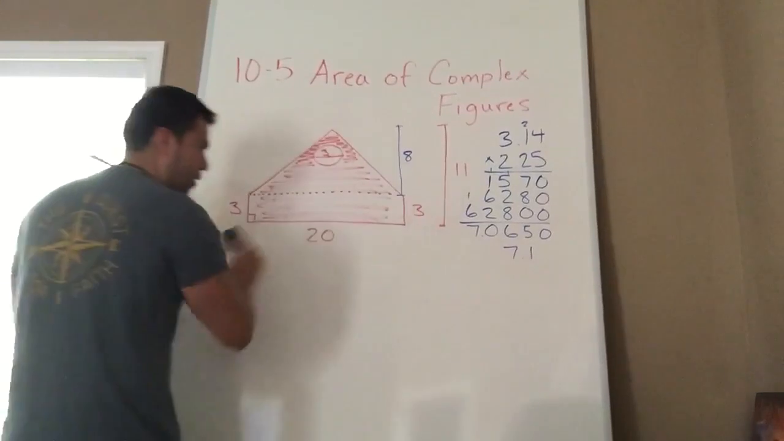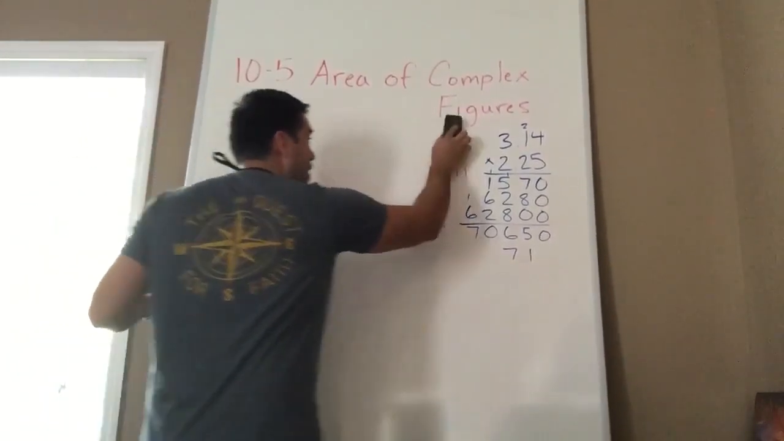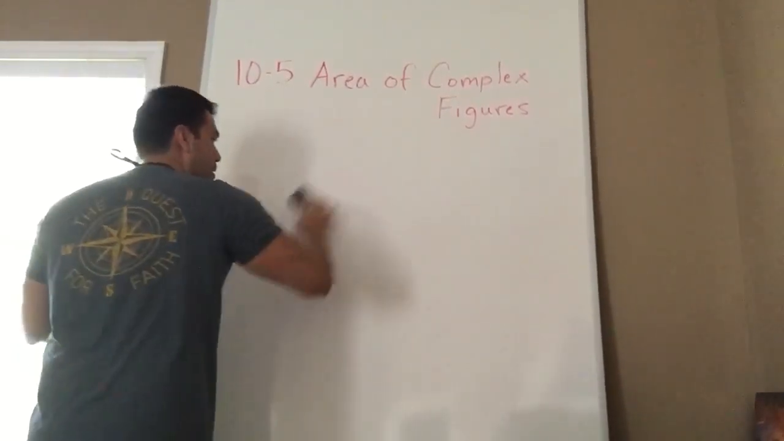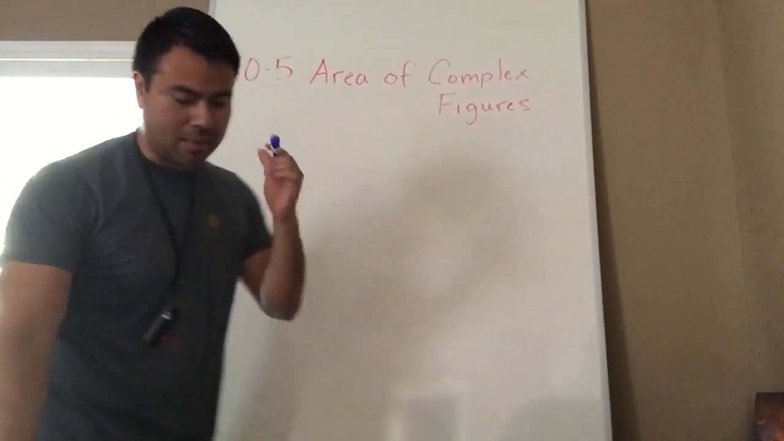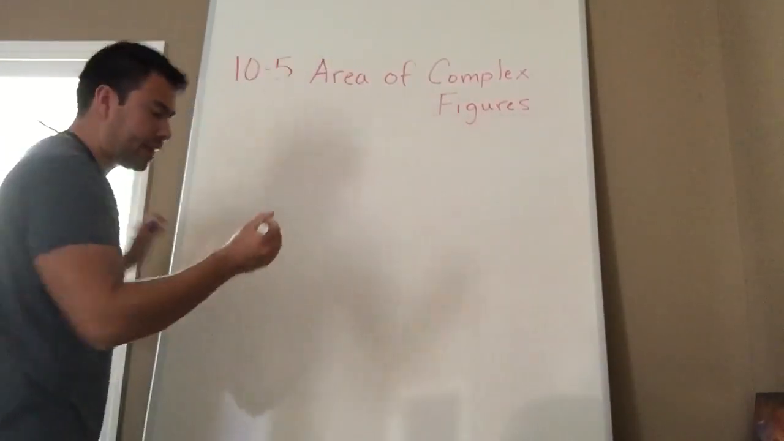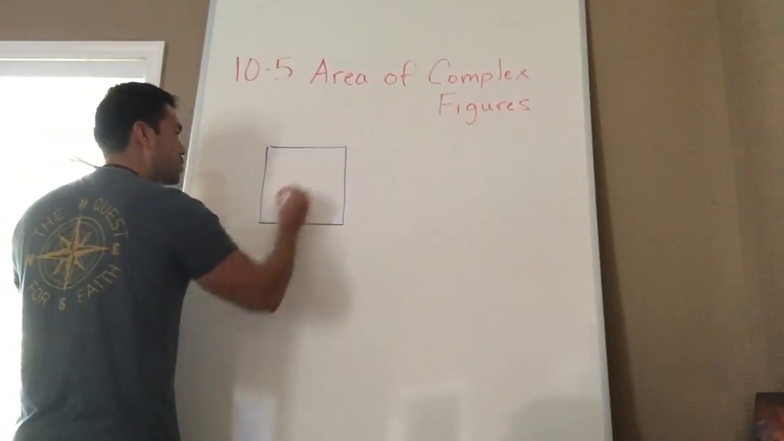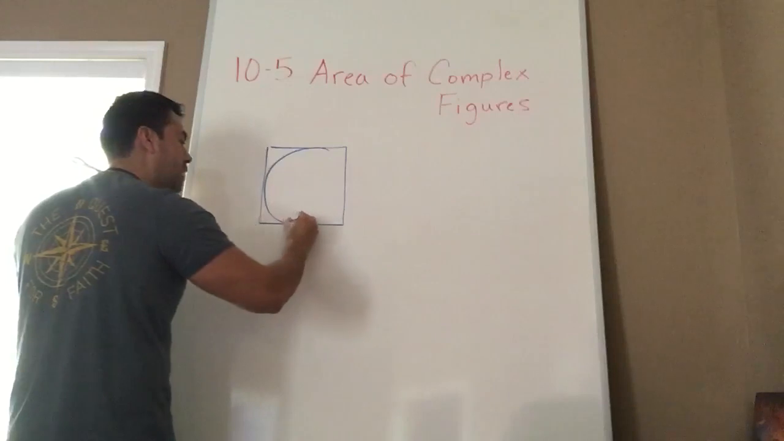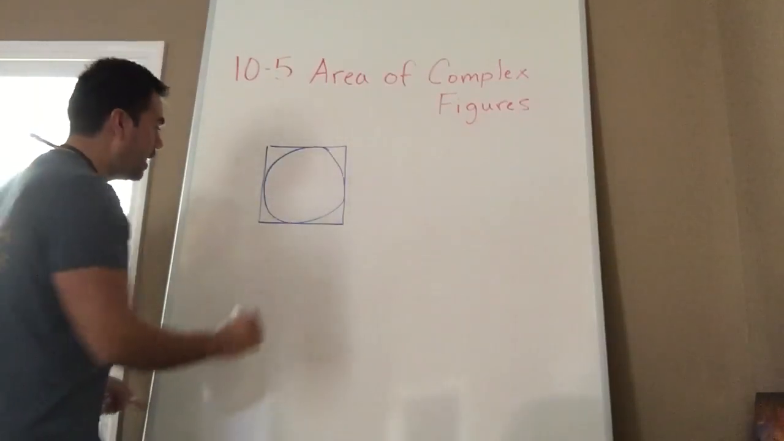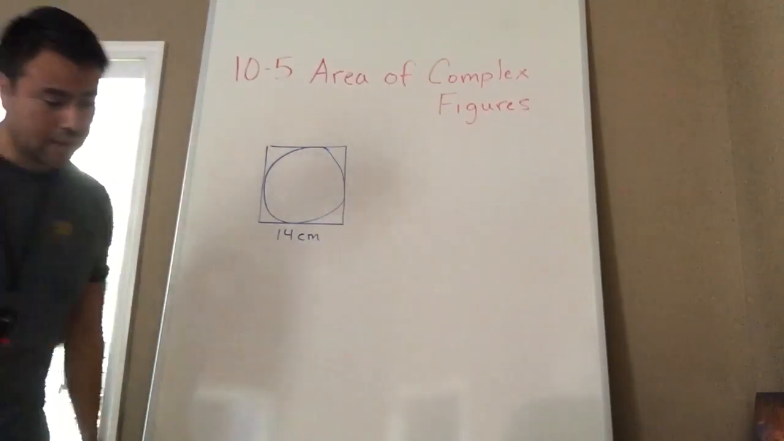Some of them, by the way, are easier than others. Like this one's fairly complicated, but then you have some other ones that pop up. And I've officially broken into my blue marker. So here, they're going to give you a square, and then this is the hard part for me at least. Then they're going to give you a circle inside, and they're just going to give you 14, I'll put the unit, 14 centimeters.